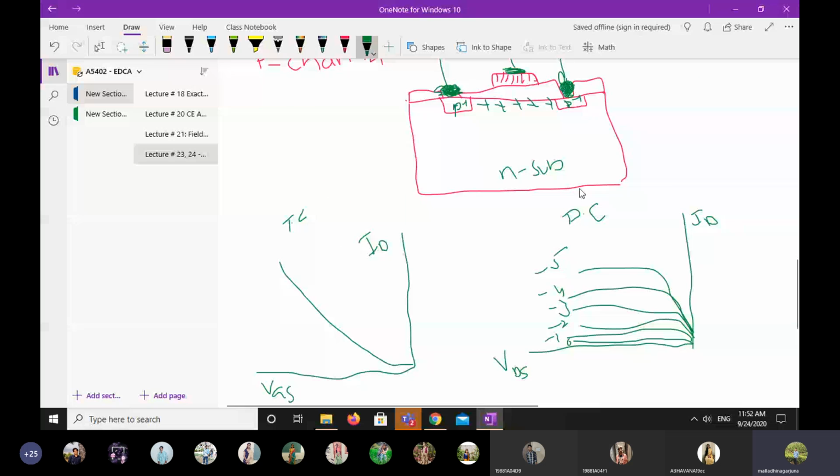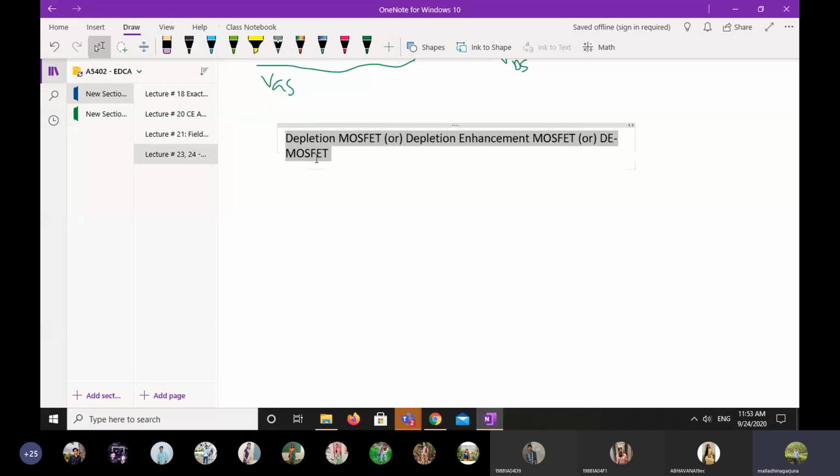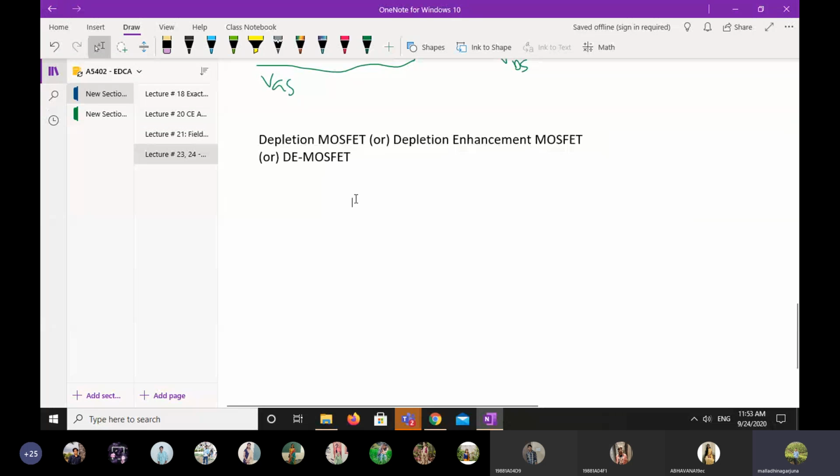Okay, the next topic is the depletion MOSFET, or depletion enhancement MOSFET, or DE MOSFET. In this we are seeing the N channel.